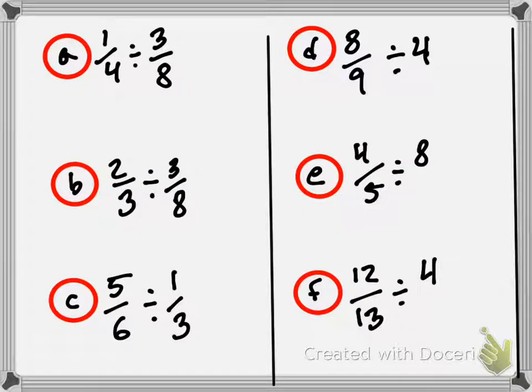So let's look at this one. 1/4 divided by 3/8. What's our first step? Nathan, what do we do? Okay, so you keep the 1/4 the same. Perfect. You multiply, but you have to change that. Yeah. And then we change this to 3/8.